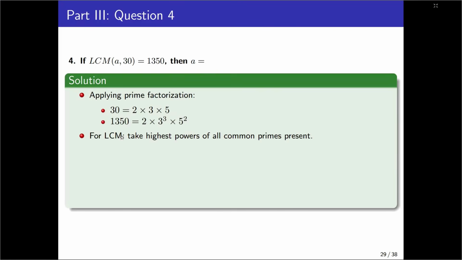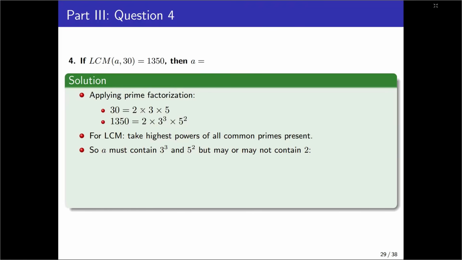Then we know that in order to find the LCM of the two numbers from their prime factors, we must take the highest power of all common primes present, and the other non-common primes with the highest exponents must also be taken. Therefore, the LCM of A and 30 is given to be this one, taken from the prime factors with the highest exponents.